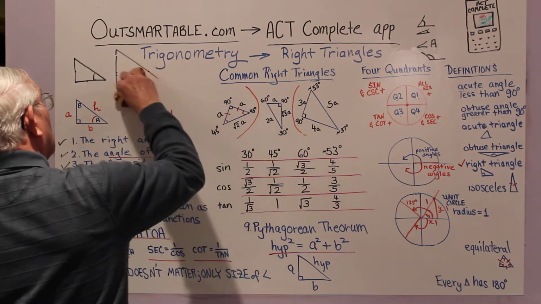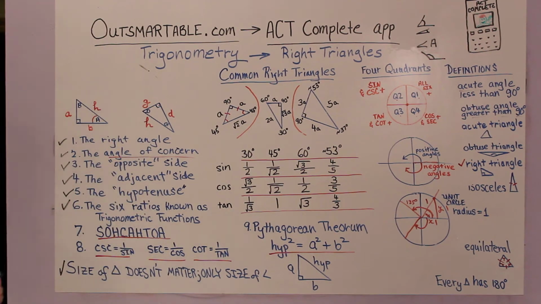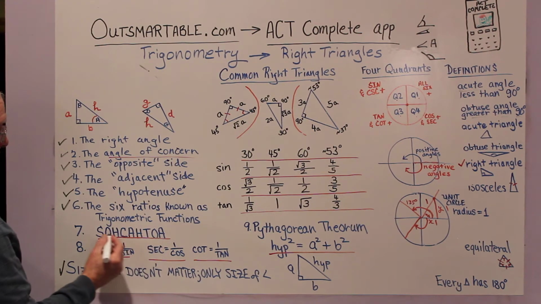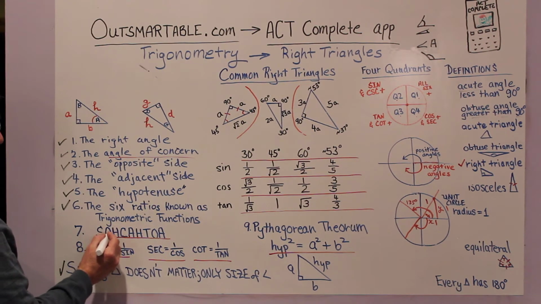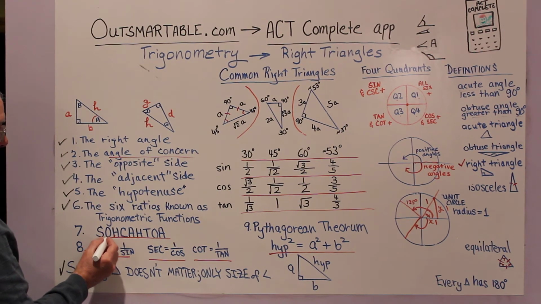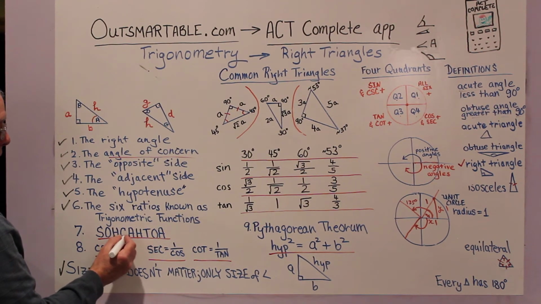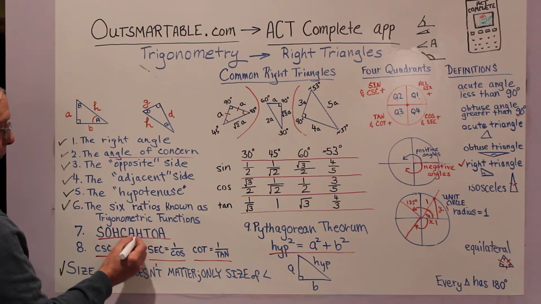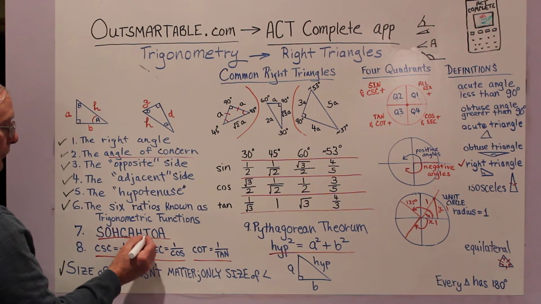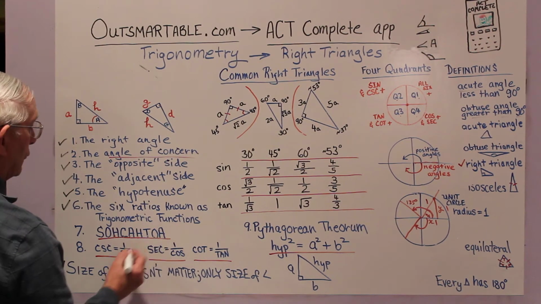Let's see if we can identify these six ratios, these six trigonometric functions. Here's a little mnemonic that is frequently used to help you memorize how to calculate these six trigonometric functions. The sine is equal to the opposite side divided by the hypotenuse. The cosine, that's another trig function, is equal to the adjacent side divided by the hypotenuse. And the tangent is equal to the opposite side divided by the adjacent side.